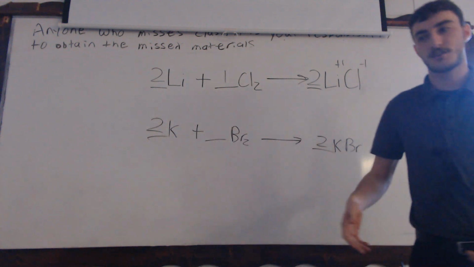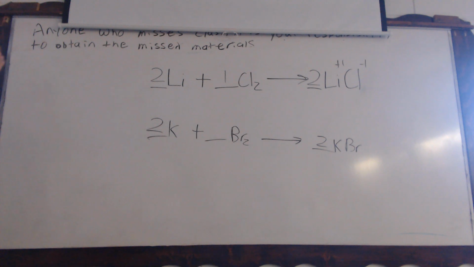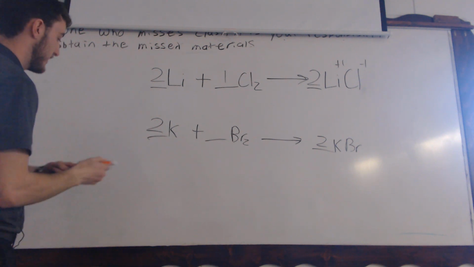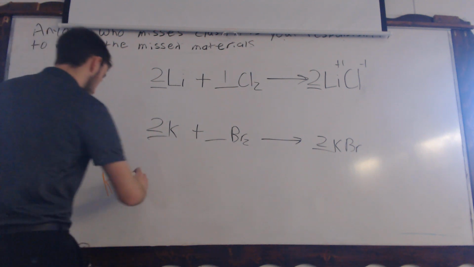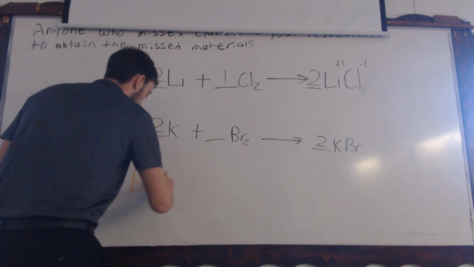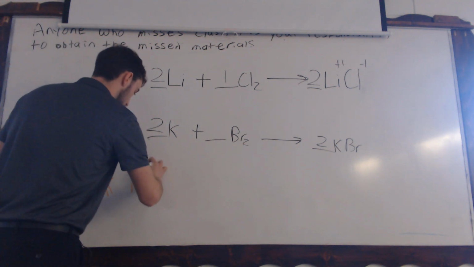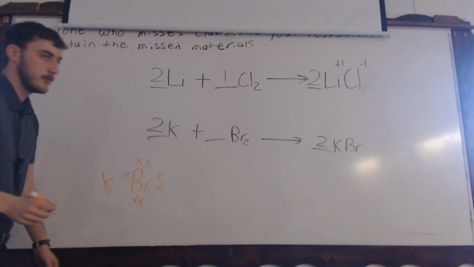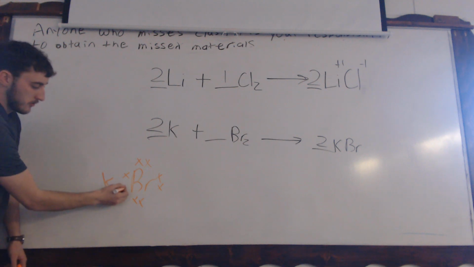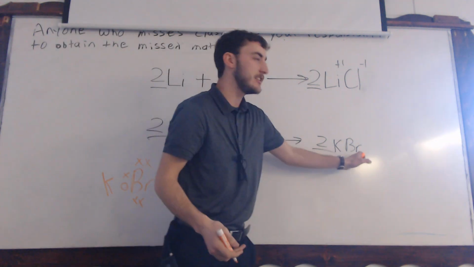Okay, so let's go back to our dot diagram. We're going to do potassium bromide. So our K, right? And we have our Br. Simple, we know that. How many electrons does a bromine have? 7. 1, 2, 3, 4, 5, 6, 7. Is there a spot where I can throw another bromine onto here? No, there's not. So that means there cannot be 2 bromine.